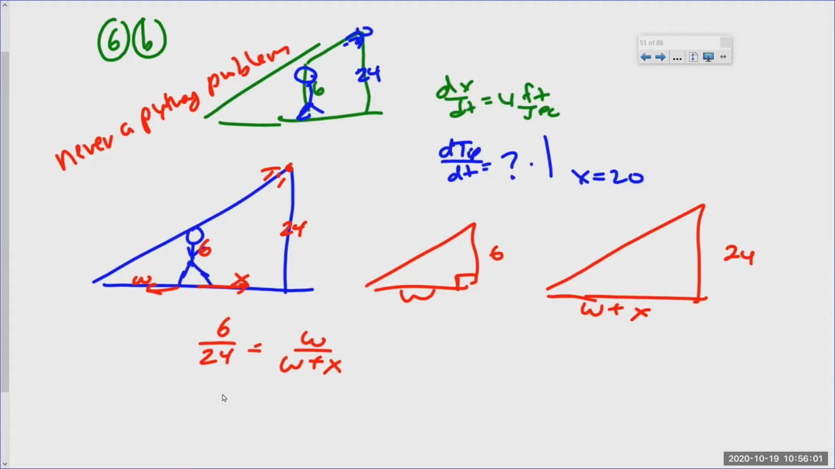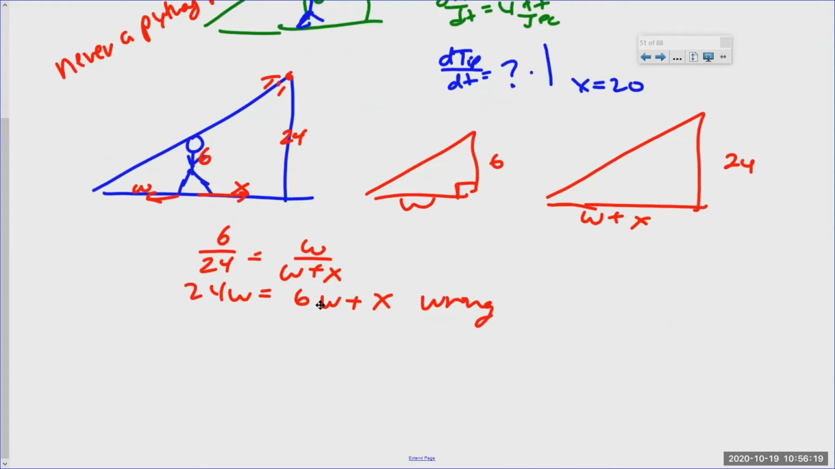And so what I'll get is 24w is equal to, now be careful, what a lot of people do is they say this is 6w plus 6 plus x. They'll say this is 6w plus x, which is wrong. Do you guys see why this is not 6w plus x? Let me pull this down. Why is this wrong? Don't you just multiply 6 times w plus x? Isn't 6 times w plus x 6w plus x?